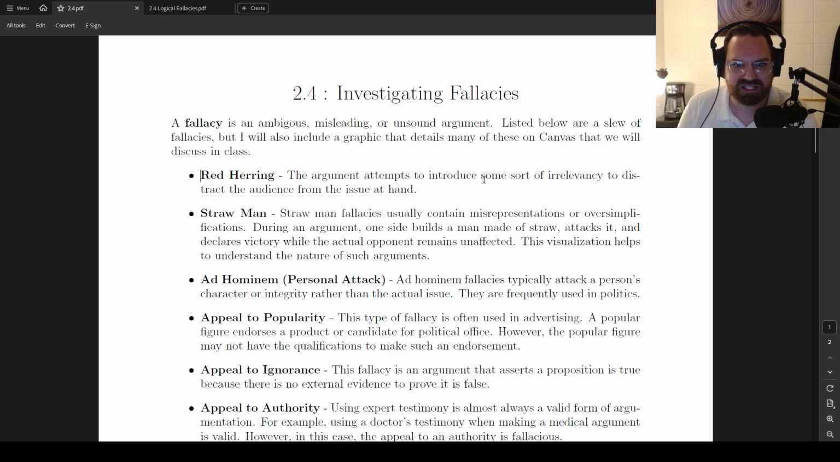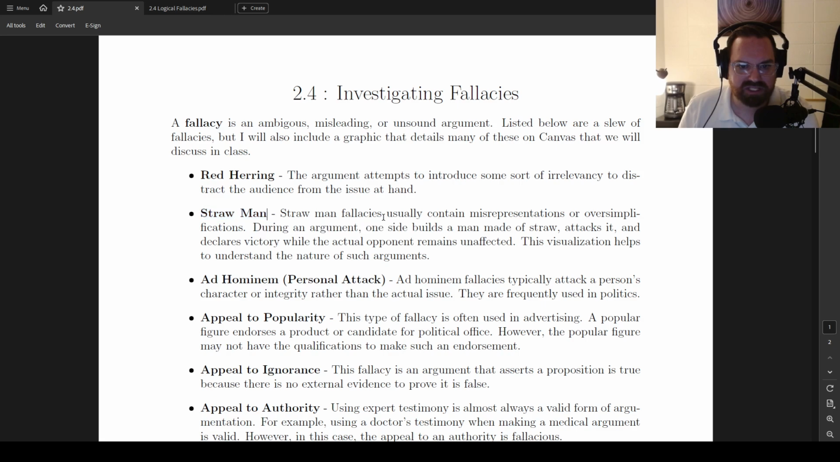A red herring is introducing some sort of irrelevancy to distract from the issue at hand. You're talking about a specific issue and you say, oh my gosh, look over there, this thing is way more important than what we're talking about, but in reality, it's just a distraction from the original argument. People do this all the time.